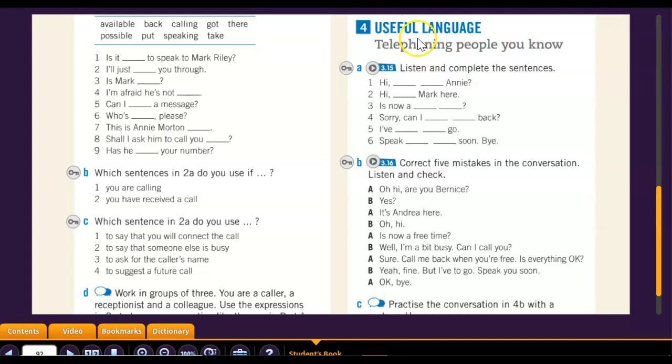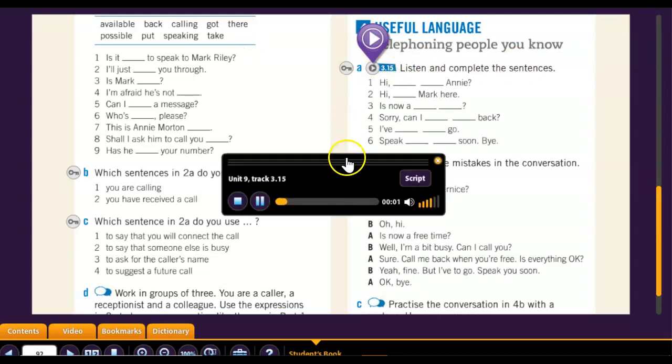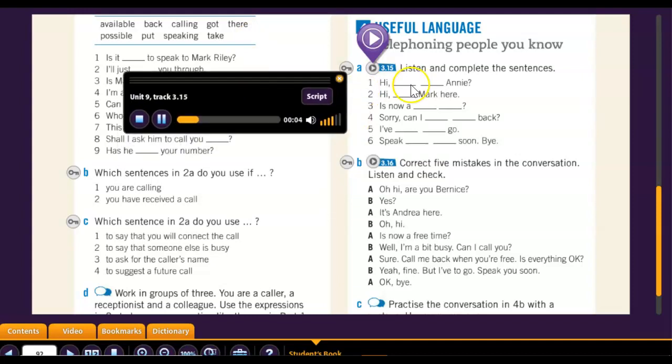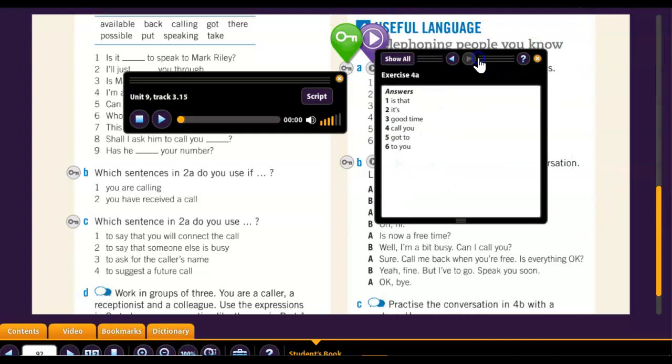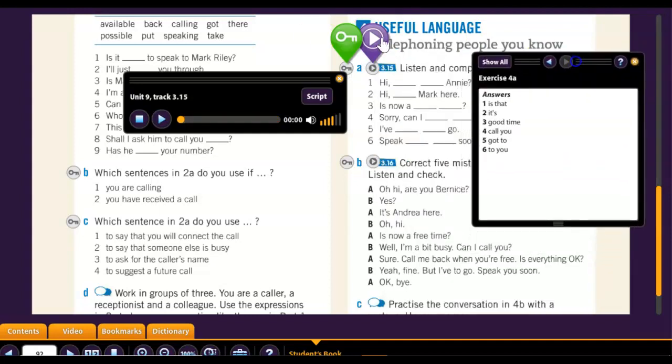So here we have the conversation between Annie and Mark. So you need to listen and try to complete the sentences. Track 3.15. 1, Hi, is that Annie? 2, Hi, it's Mark here. 3, Is now a good time? 4, Sorry, can I call you back? 5, I've got to go. 6, Speak to you soon. Bye.